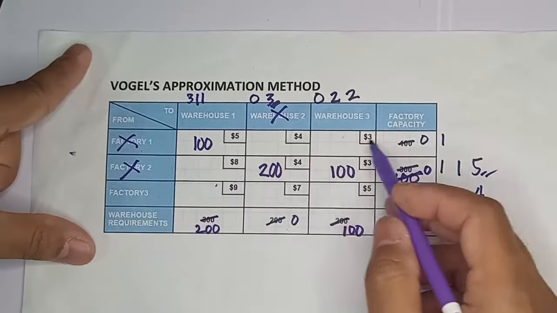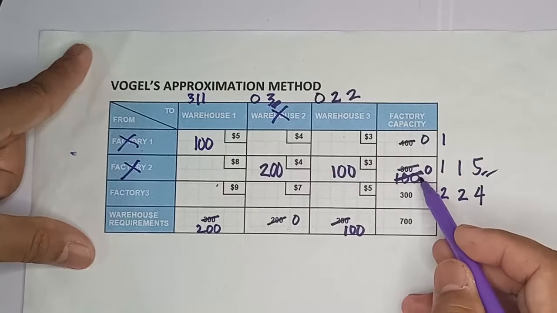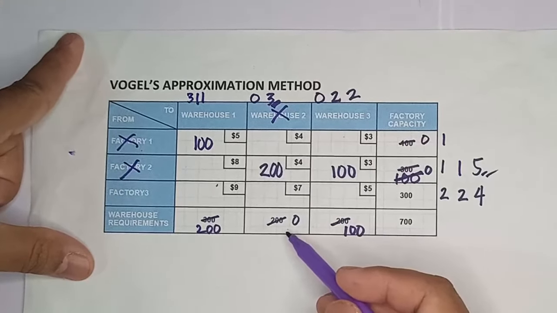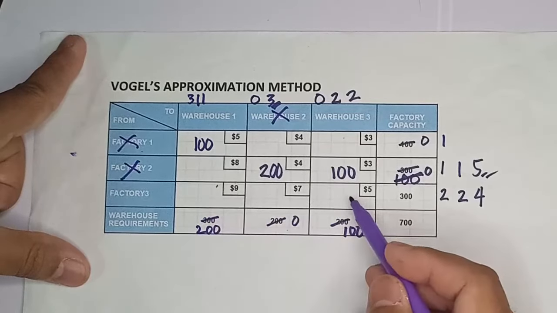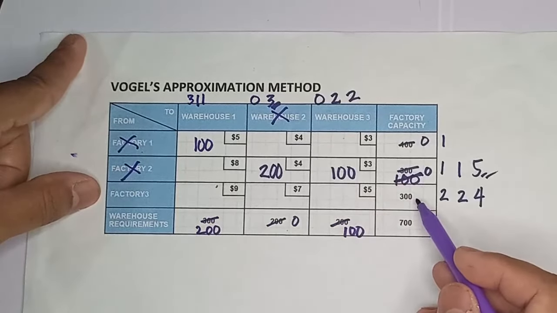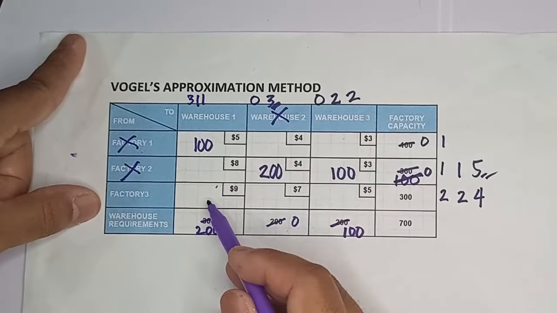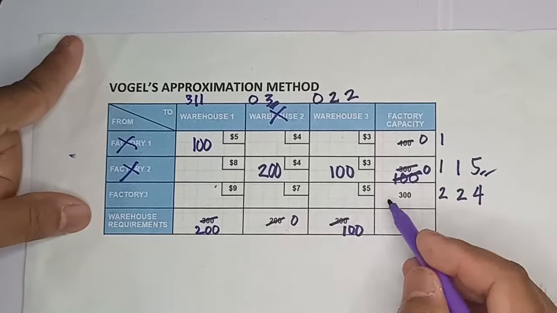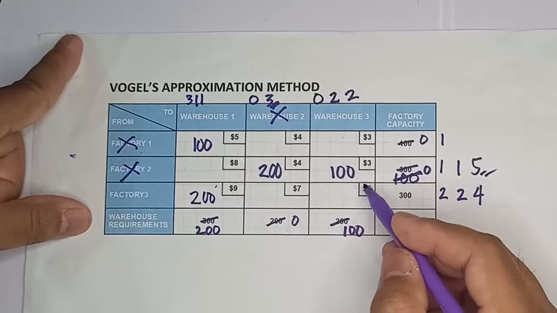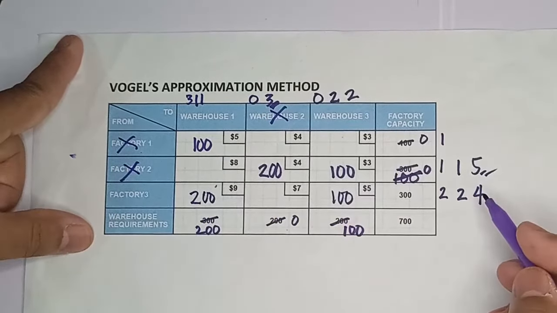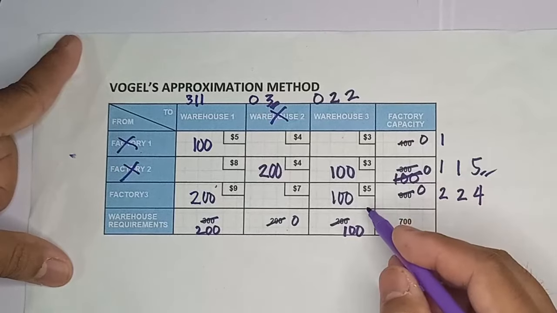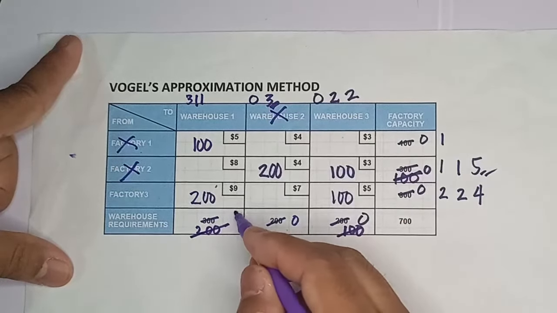So as a recap, row 1 is crossed out, row 2 is also crossed out, column 2 is also crossed out. So the remaining options that we have is to allocate on this cell and on this cell. Factory 3 has a capacity of 300 units, which will be allocated on warehouse 1 with a demand of 200 units and on warehouse 3 with 100 units of demand. So we're going to allocate 200 units here and 100 units on this cell. So the supply of factory 3 will be equal to 0. The demands of warehouse 3 and warehouse 1 will be equal to 0.